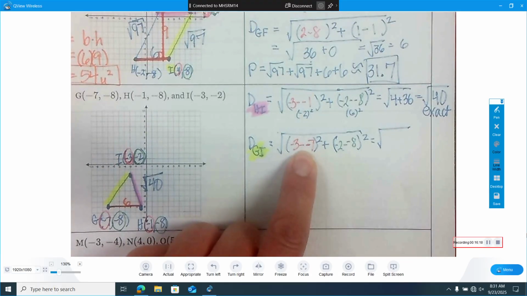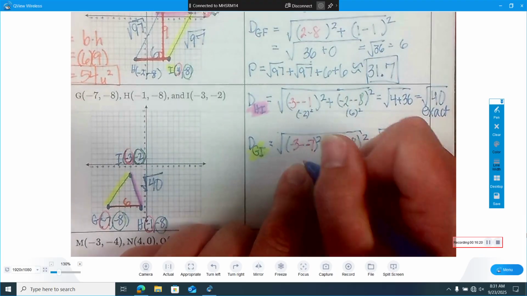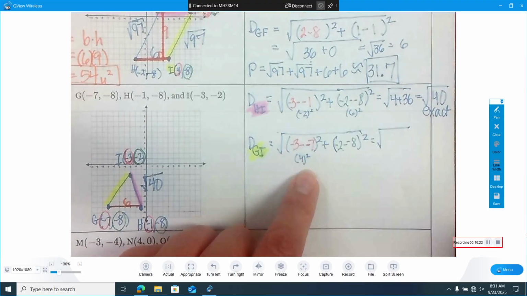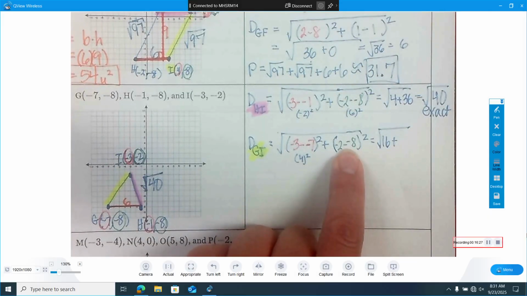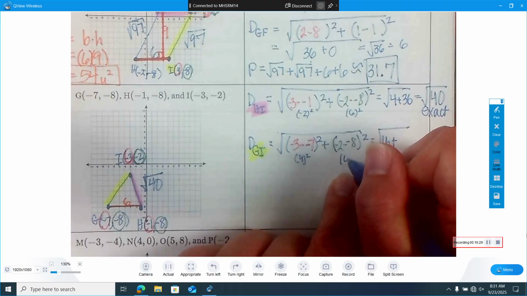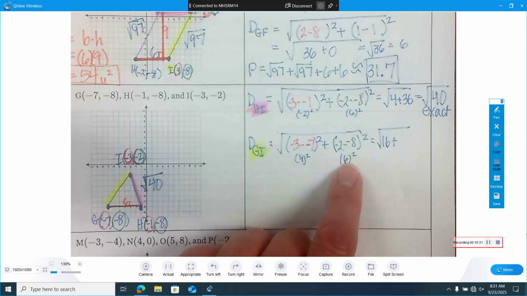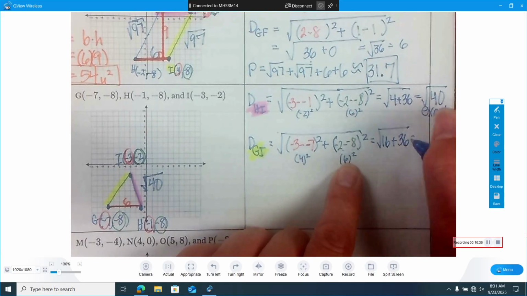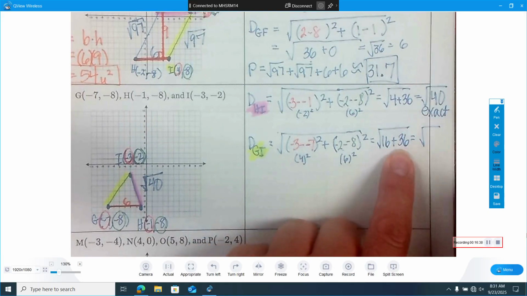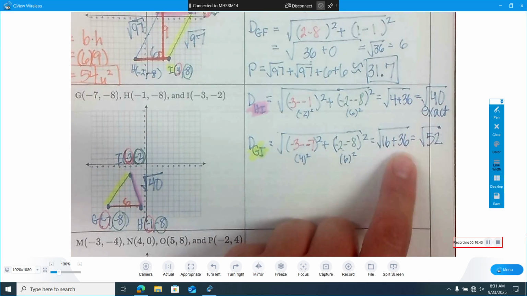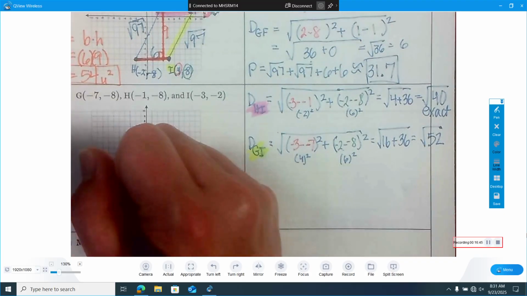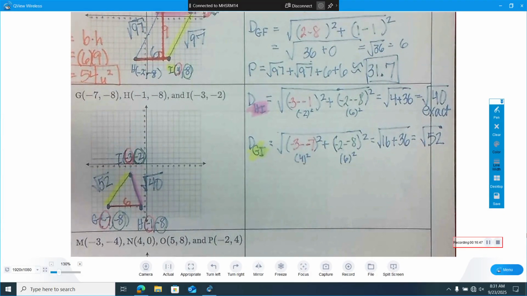-3 plus 7 turns into 4, and 4 squared turns into 16. Great. -2 plus 8 turns into 6, and 6 squared becomes 36. Very good. And 16 plus 36 turns into 52. Right? 52? Yeah, okay. So radical 52 then on that yellow length.